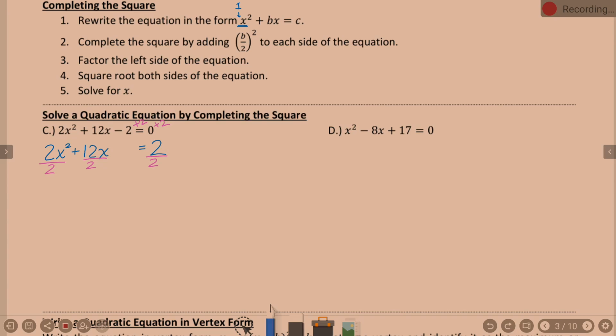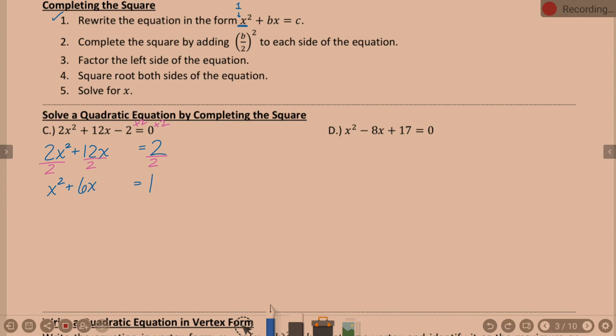So then we have x squared plus 6x. I like to leave a gap here to prepare myself, and it equals 1. Okay? Now is step 1 complete? Yeah. Now we have x squared plus bx, so x squared plus 6x on the left equals c on the right. Okay, so step 1, complete.